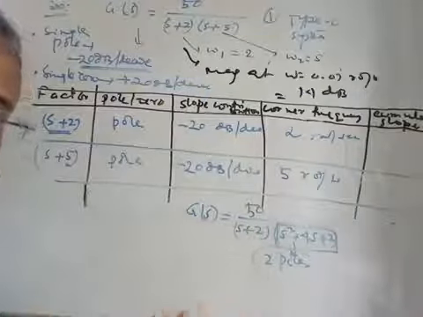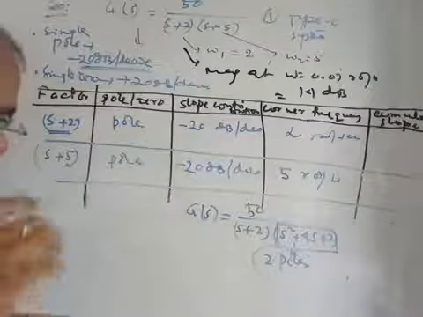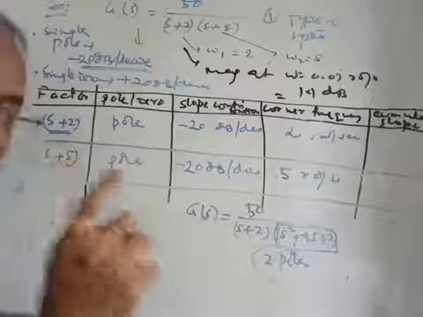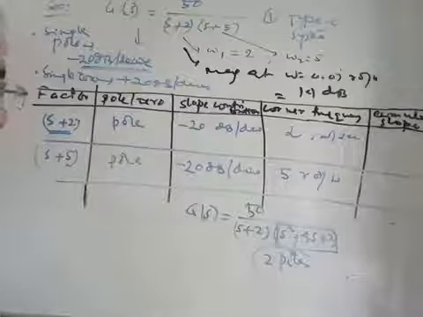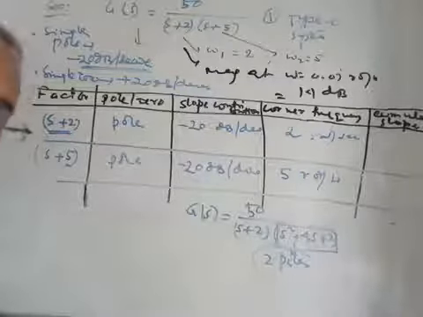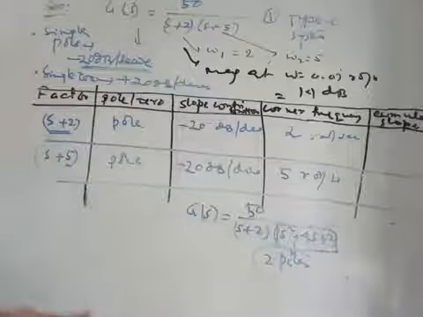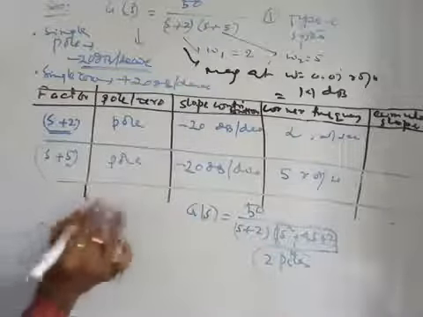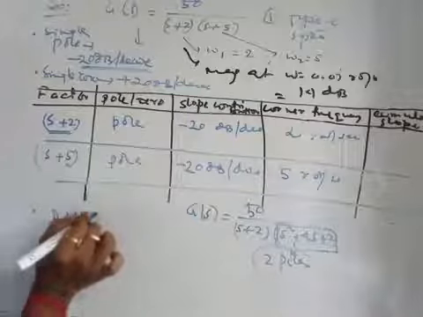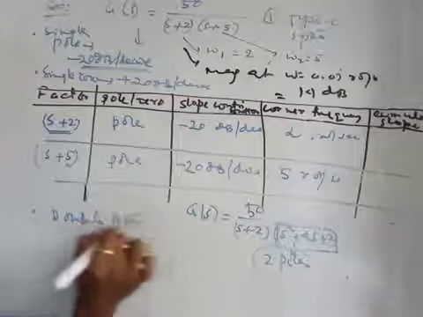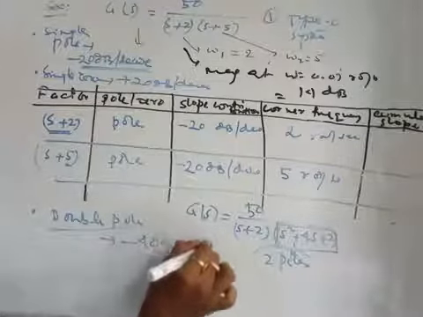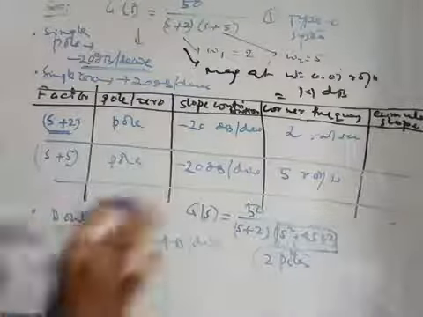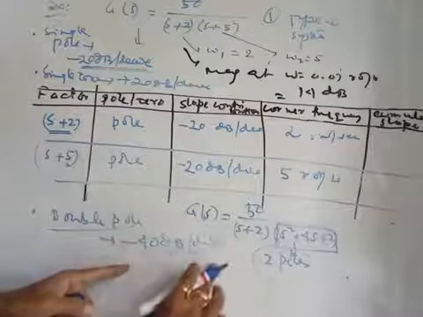If there are 2 poles, that means the total slope contribution will be minus 40 dB per decade, because each pole adds minus 20 dB per decade. So for a double pole, for any factor with a double pole, the slope is minus 40 dB per decade, right? For a triple pole, minus 60 dB per decade, right?